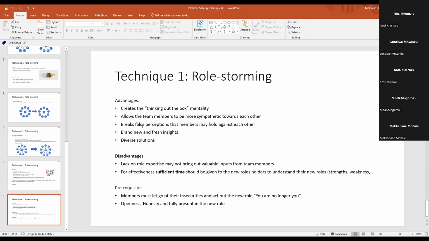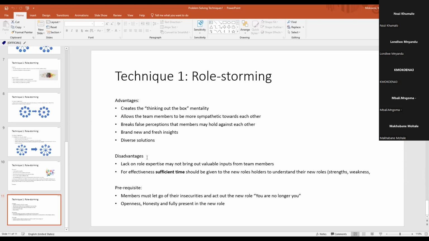And then it breaks the false perceptions that members may hold against each other. And then it obviously also generates brand new and fresh insights. If all of a sudden I'm an accountant, I can come up with other things, because it's the first time I see this. I can come up with new ways of doing things.